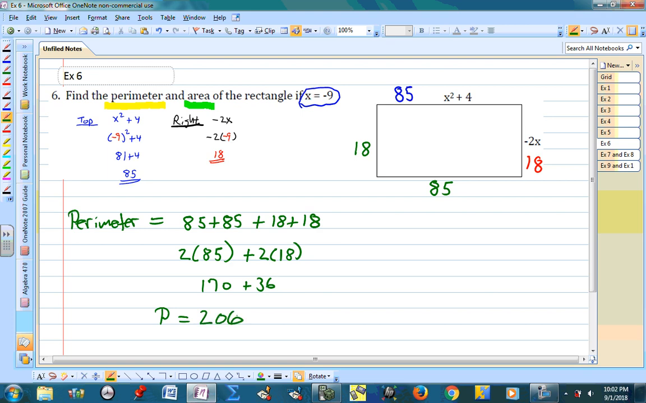Now, they don't say anything in here about units of measure. We don't know if this is supposed to represent inches or centimeters or miles or millimeters or whatever. So we won't put any units in our answer.